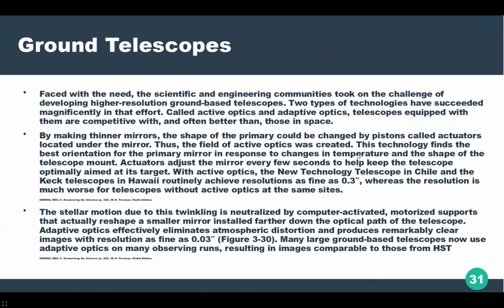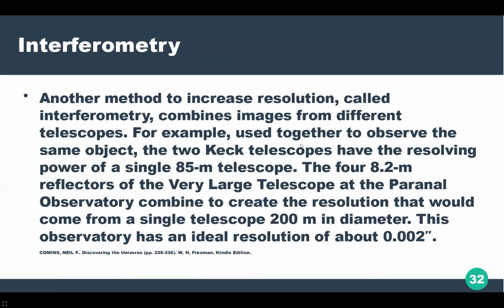The stellar motion due to the twinkling is neutralized by computer-activated motorized supports that actively reshape a smaller mirror installed further down the optical path of the telescope. Adaptive optics effectively eliminates atmospheric distortion and produces remarkably clear images with resolutions as fine as 0.03 arcseconds. Many large ground-based telescopes now use adaptive optics on many observing runs, resulting in images comparable to those from the Hubble Space Telescope.